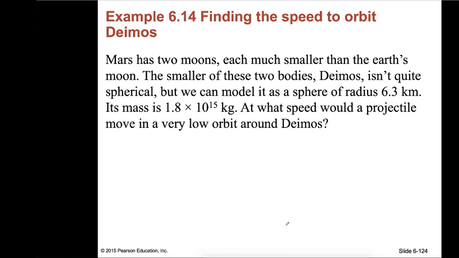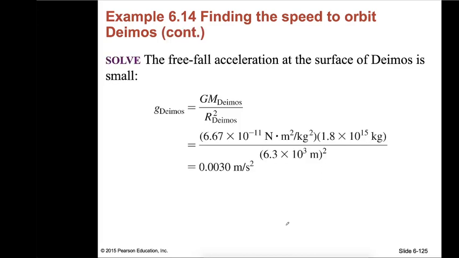Okay, the calculation is pretty straightforward. We have learned the way to calculate the gravitational acceleration, small g, on any planet. It equals the gravitational constant, capital G, times the mass of this planet over the radius of the planet squared. So if you put all the numbers in, g is 0.003 meters per second squared. Remember, on Earth it's 9.8. So on Deimos, it's a very small gravitational acceleration.